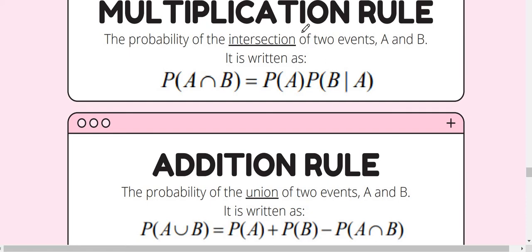Okay, so for the multiplication rule, we will implement it when we have the probability of the intersection of two events. Okay, maksudnya we will apply multiplication rule when we have an intersection of two events. So this is the equation. This is what I mean by intersection. This is the symbol. So probability of A intersect B. So this is how we find the intersection or the multiplication rule.